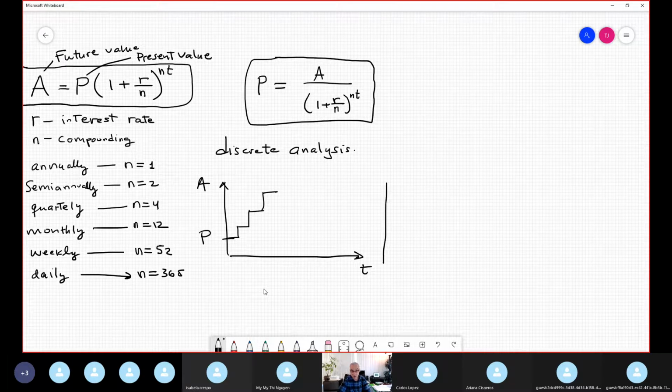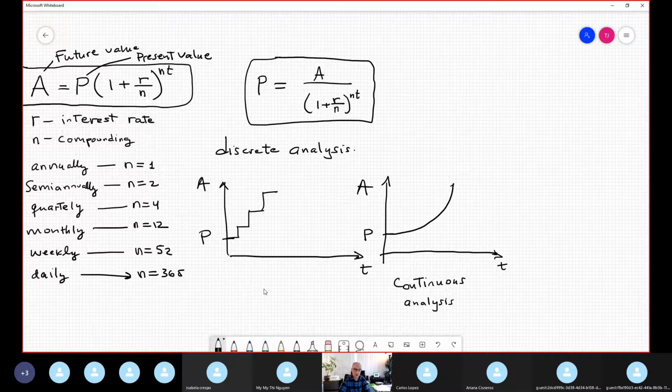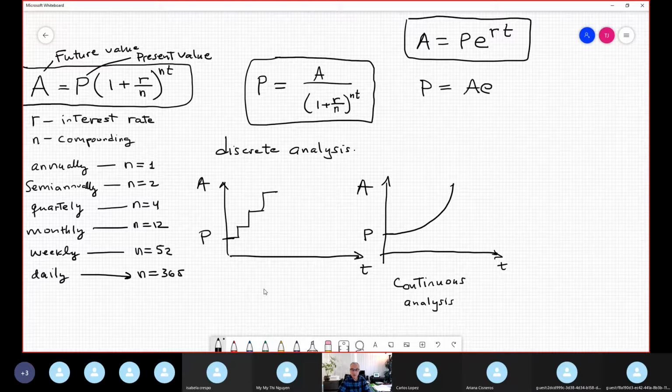Therefore, we have another analysis, which is continuous analysis. This is the time. This is the future value. And the present value is the money. But in this case, it's continuous, no stairs. So the formula is different. Future value is equal to present value times exponential RT. This is for continuous. And present value is equal to future value times exponential minus RT.